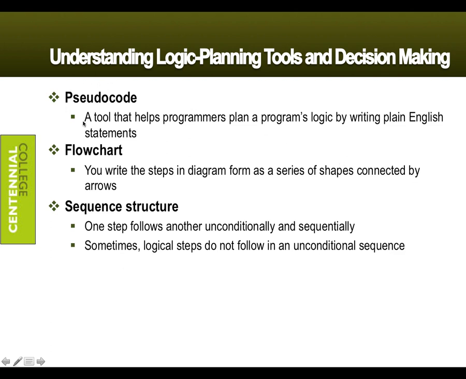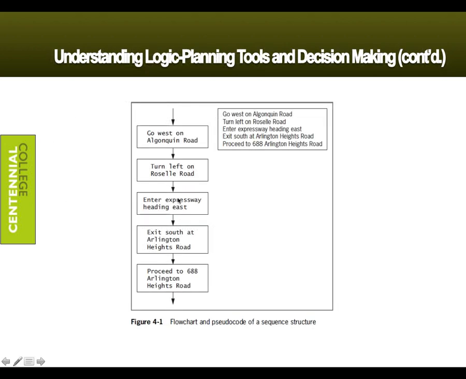So we're going to use pseudocode to write plain English and describe our logic. And then we're also going to talk about flowcharts and a sequence structure. Let's take a look at what these things look like. Here's an example of some pseudocode. Here's what we want our algorithm to do, our little piece of code. Go west on Algonquin Road, turn left on Roselle Road, enter expressway heading east, exit south of Arlington Heights Road, proceed to 688 Arlington Heights Road. These are all the things we want our program to do.